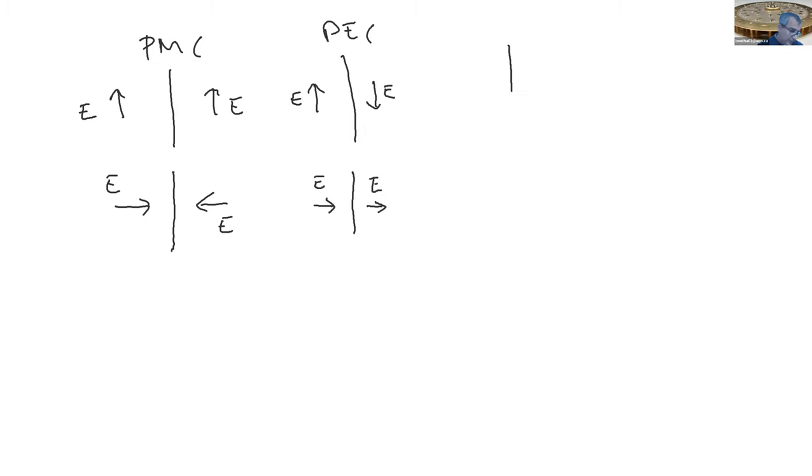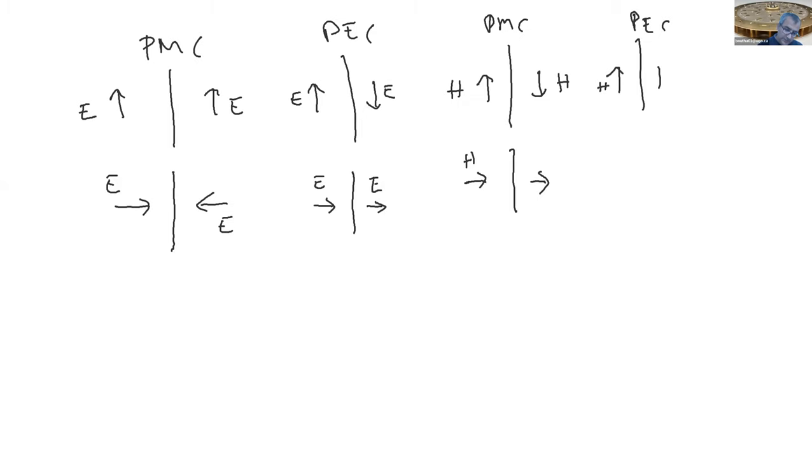Then let's analyze the magnetic field. For the magnetic field, if we use PMC, the magnetic field here will be in the opposite direction. And if the H field is like this, it will be in the same direction. And if we have a PEC and we have a magnetic field, it will be in the same direction. And if H is perpendicular, then here it will be in the opposite direction. So I think most of you know this. It's good to remind them.